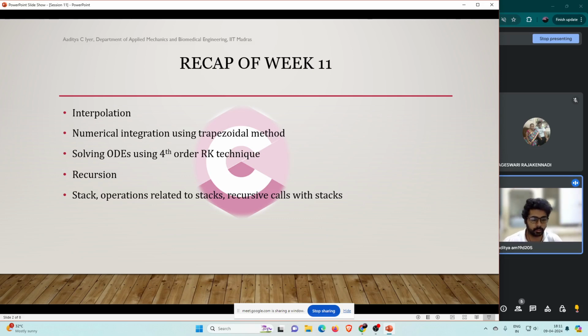One more thing just for your information: stack is a data structure. We have pop and push. We push an element in and then we pop an element out. Those are the two operations related to a stack.